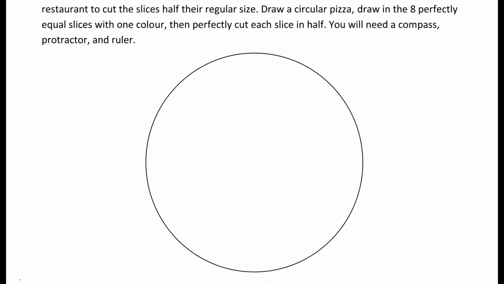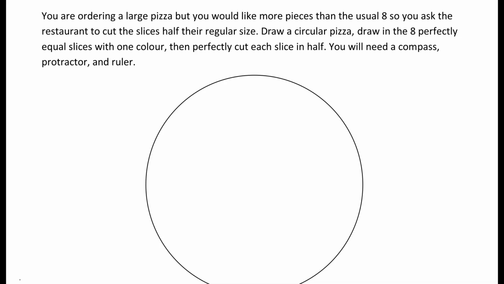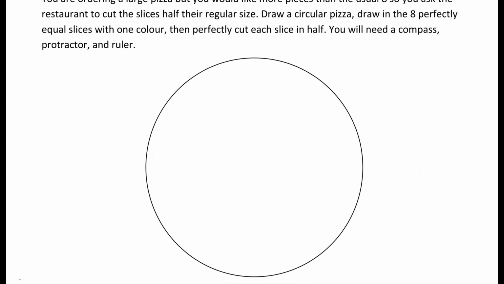Draw a circular pizza. Draw in the 8 perfect equal slices with one color, then perfectly cut each slice in half. You will need a compass, protractor, and ruler. Well, we're going to estimate this, so we're just going to use a ruler. You can also use any type of straight edge to get this estimate. I'm going to magically pop up our 8 equal slices, but I'm first going to let us look at 4 and then watch the transformation.